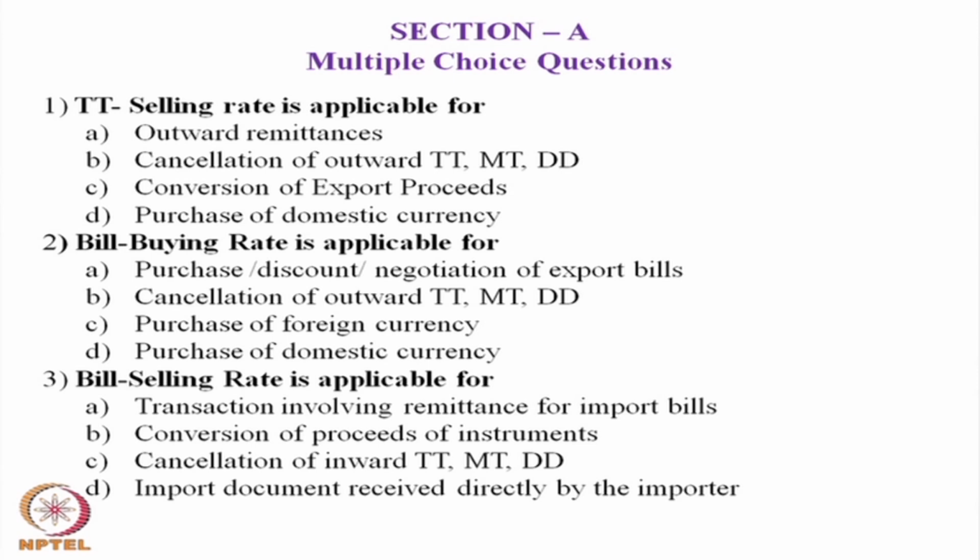TT selling rate is applicable for, the choices are for you: A, outward remittances, B, cancellation of outward TT, MT and DD, C, conversion of export proceeds, D, purchase of domestic currency. You mark the answer, keep it with you.